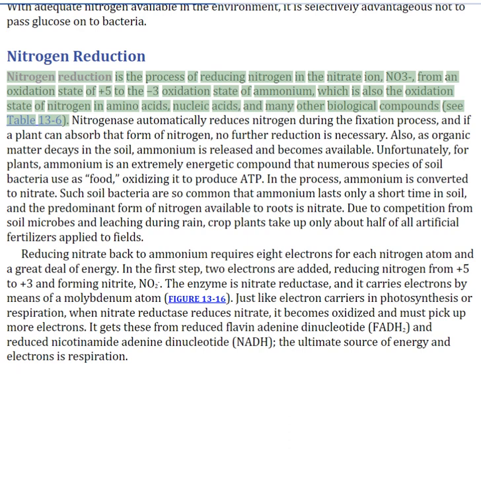Nitrogen reduction. Nitrogen reduction is the process of reducing nitrogen in the nitrate ion, NO3-, from an oxidation state of +5 to the -3 oxidation state of ammonium, which is also the oxidation state of nitrogen in amino acids, nucleic acids, and many other biological compounds.